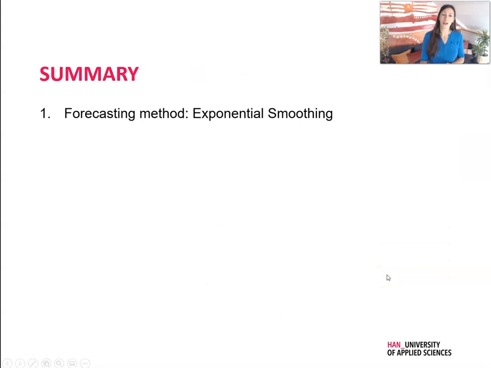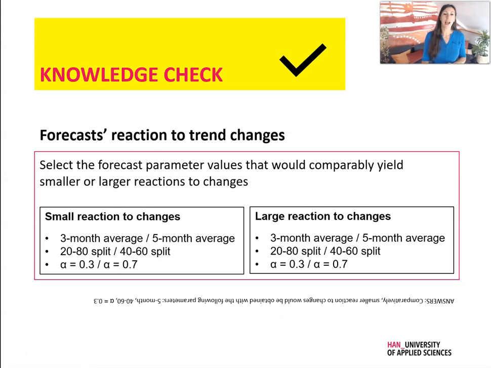This was a brief video. We talked about exponential smoothing forecasting, and I'll leave you with this knowledge check. I'm asking you to select the forecast parameter values that would comparably yield a smaller or larger reaction to changes. Do you think you have a smaller reaction to changes if you use a 3 months average or a 5 months average? If you use a 20/80 split or a 40/60 split? And the third case is if you use an alpha of 0.3 or an alpha of 0.7. These are common questions for the exam, so see if you can figure this out. The answers are upside down here at the bottom of the slide.